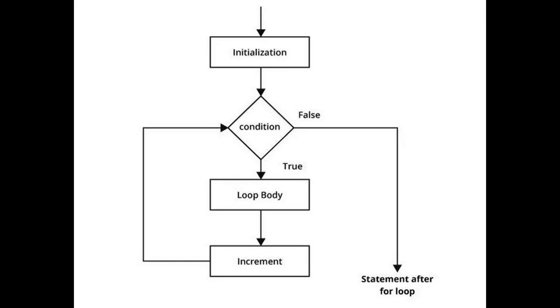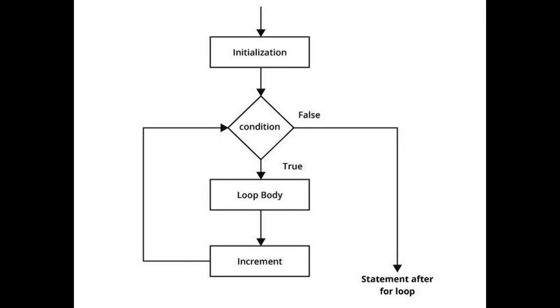If I can just bring up a flowchart diagram. With the for loop, we first evaluate a condition, and if that condition is true, then we'll execute the body of the loop. We'll increment a counter, and then we'll loop around to test the condition again. This for loop will continue looping as long as the condition is true. As soon as the condition becomes false, the program will jump out of the loop and execute the statement after the loop.